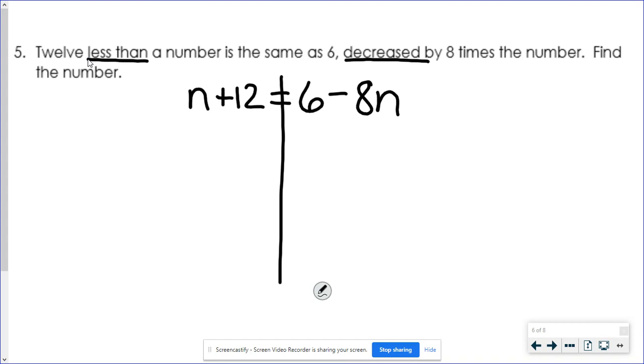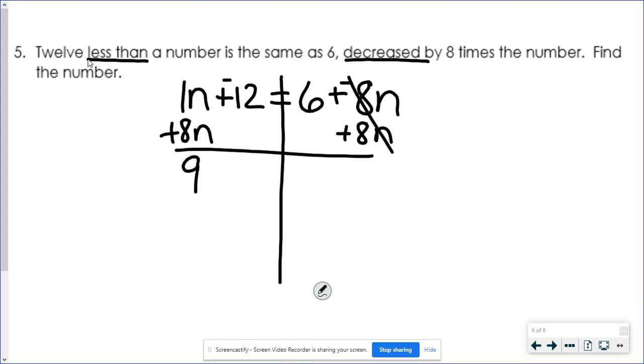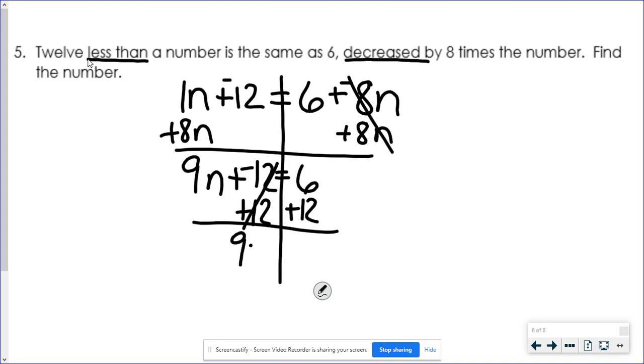So I would always change my subtractions, and then I'm going to look at my variables and say which one's smaller, positive 1n or negative 8n. Negative 8 is smaller. So I would add 8n. Gives me 9n. And then we're going to add the 12. And n is 2.